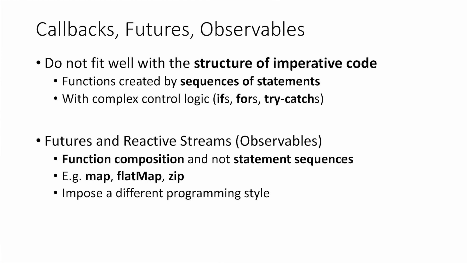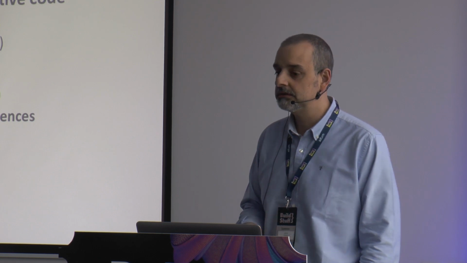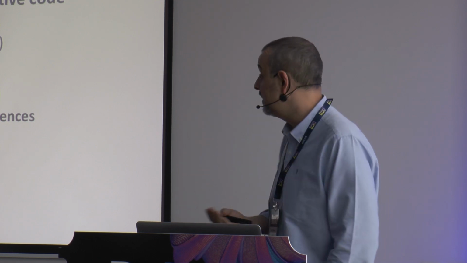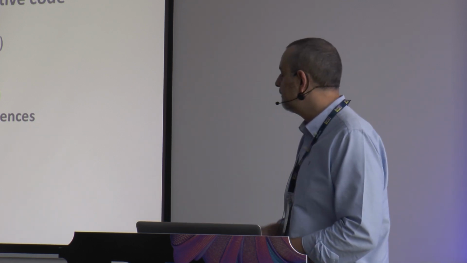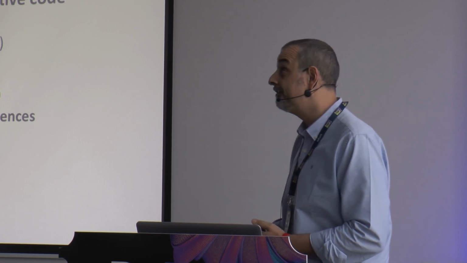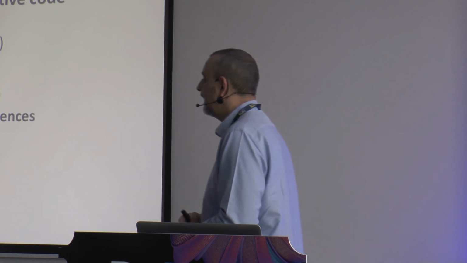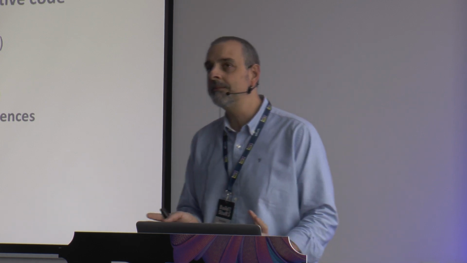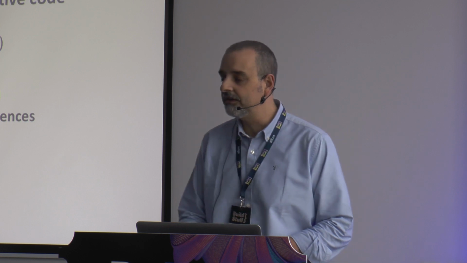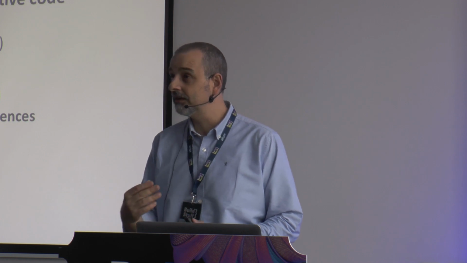The end conclusion is that callbacks, futures, observables, reactive streams do not fit well into the structure of imperative code, where functions are created by a sequence of statements, and I have ifs and fors and try and catch. Futures and reactive streams fit very well into a functional style, and they impose a functional style. There's nothing wrong with it. The problem is that by using asynchronicity, typically I need to change the style that I use in my code, which is not necessarily a good thing.